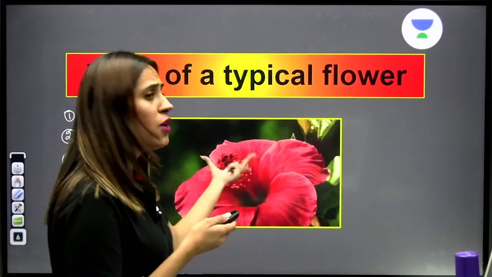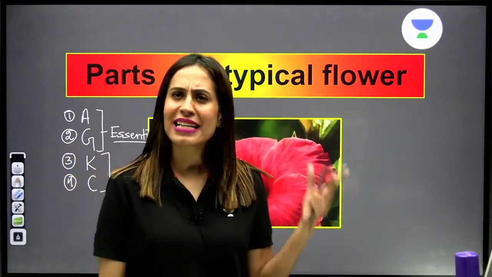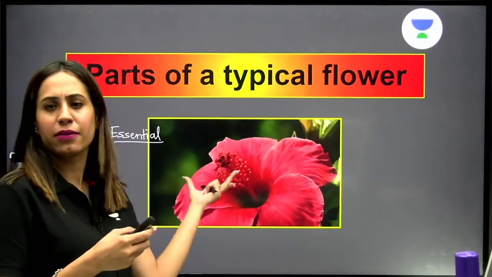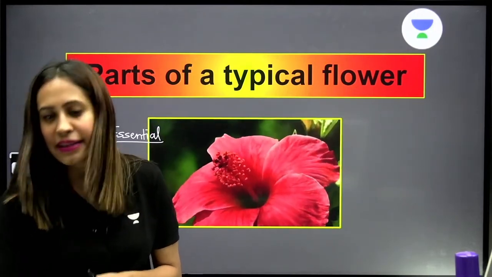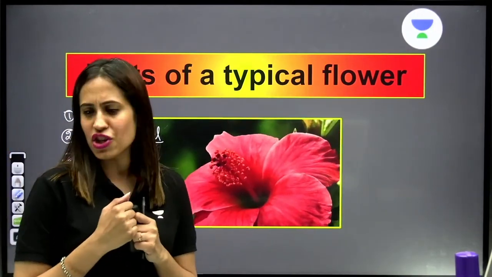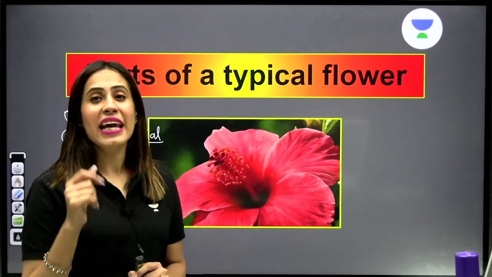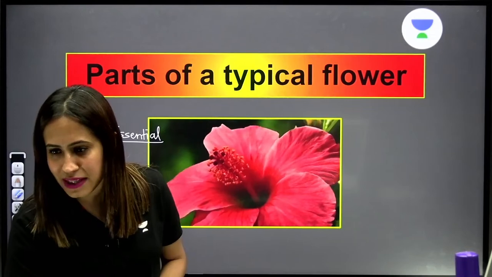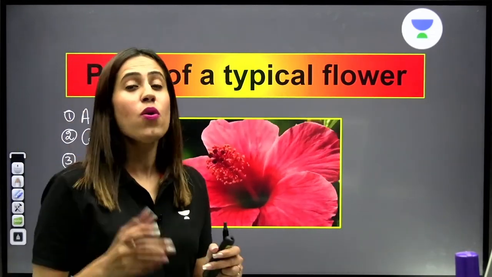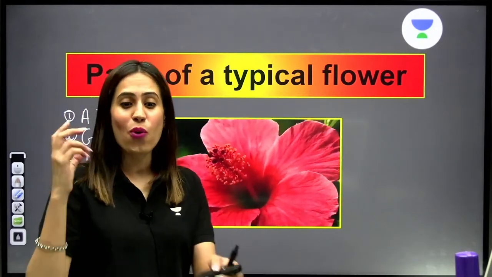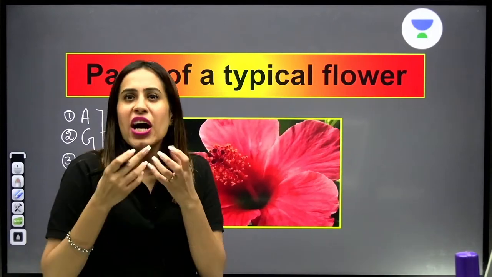Next, can you identify what is there in the picture behind me? Please identify the picture. China, yes, absolutely right. China rose, Hibiscus rosa-sinensis, or you can call it chinensis.